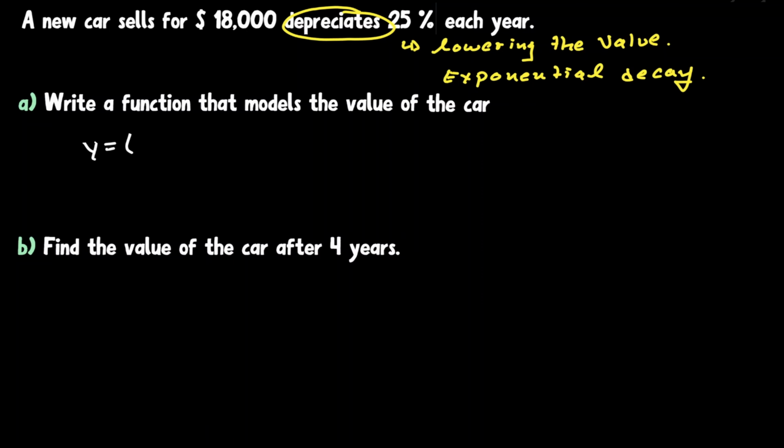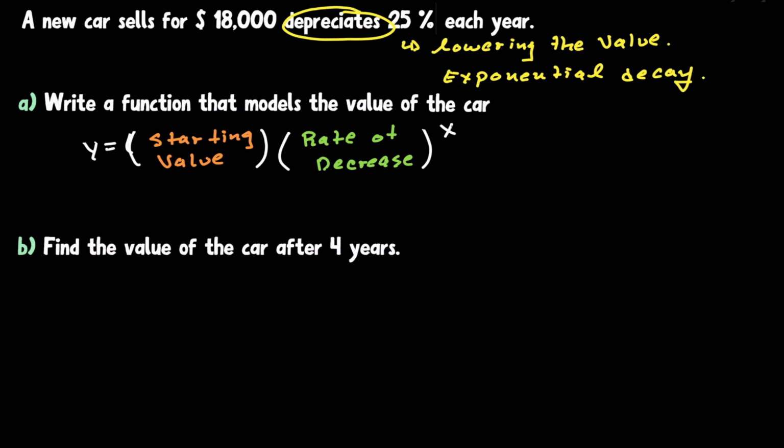We will have y equals the starting value times the rate that we are decreasing raised to the x. Now let's look into the problem and let's try to figure out what was the value that we started with and what was the rate that we were decreasing by. In our first line, we are given that we started with the value of $18,000. So let's put that in our equation.